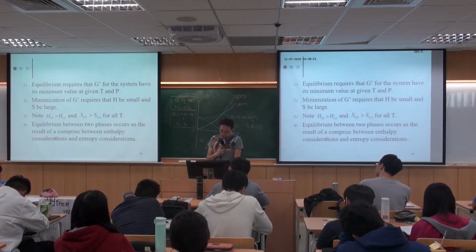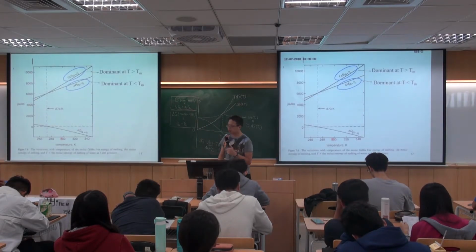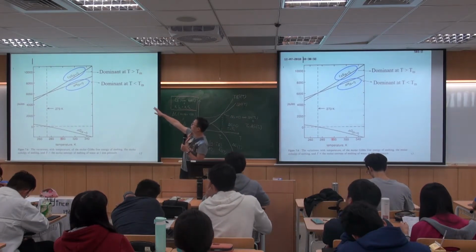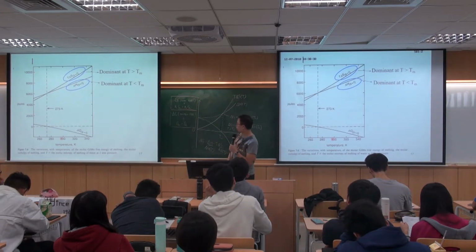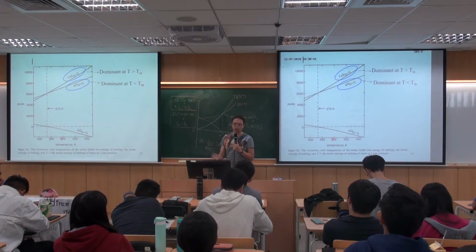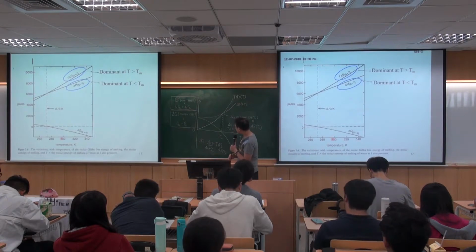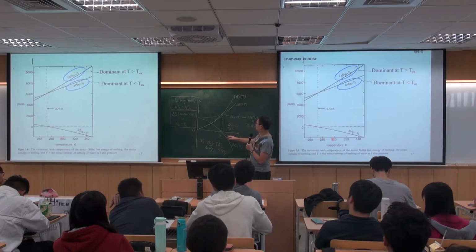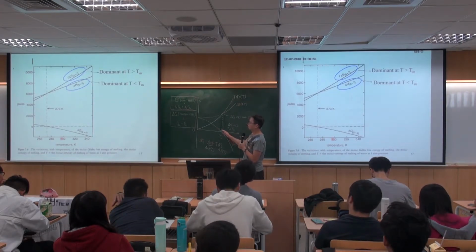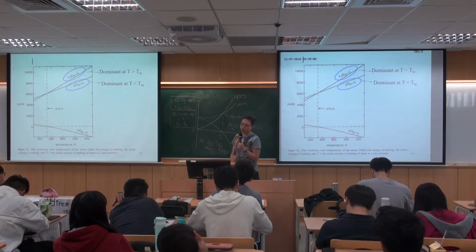So equilibrium between two phases occurs as a result of a compromise between enthalpy consideration and entropy consideration. If we go back to this plot, we'll see again that there's a competition between the enthalpy term and the entropy term. At some certain point, delta G will be 0, such that these two things can coexist. But it does not mean that this is the only equilibrium point, because by changing the temperature, you'll see that the equilibrium will change. From here to here, it really depends on the temperature of your system.